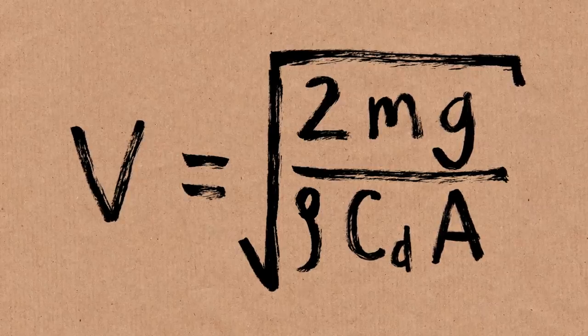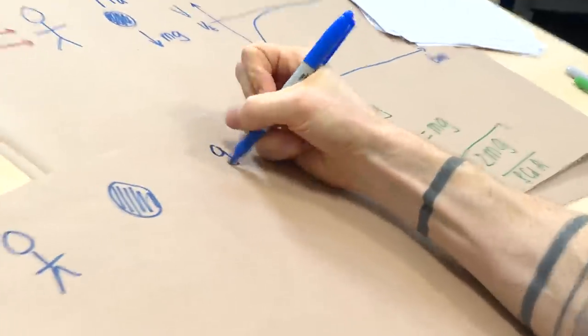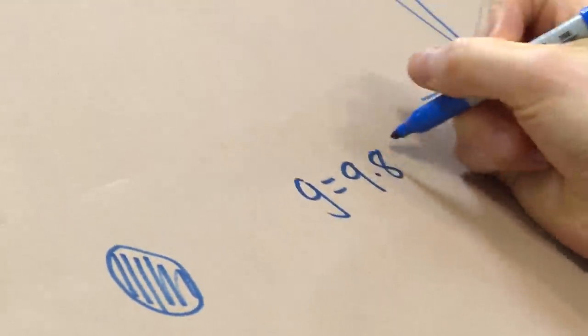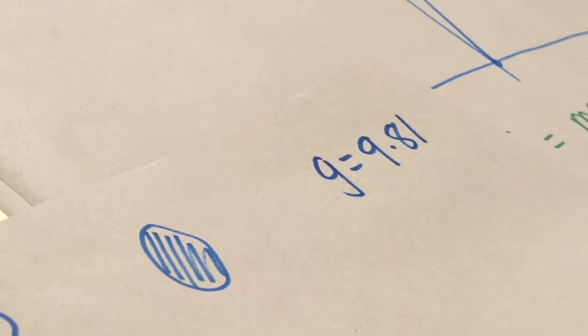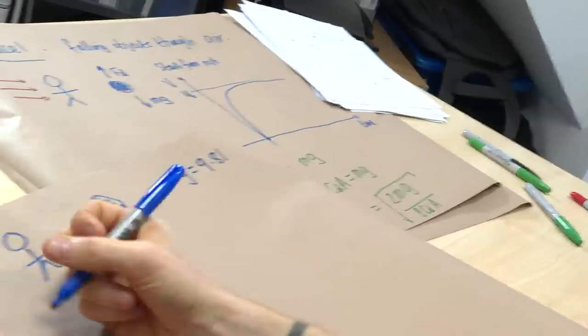The 2 doesn't change. Gravity, I'll write that over here because that's not going to change. That's 9.81 meters per second squared, gravitational acceleration on Earth.